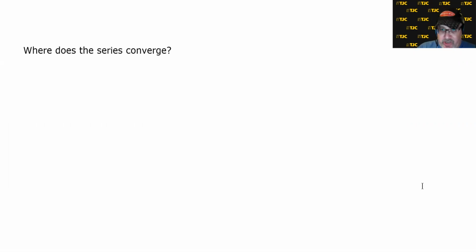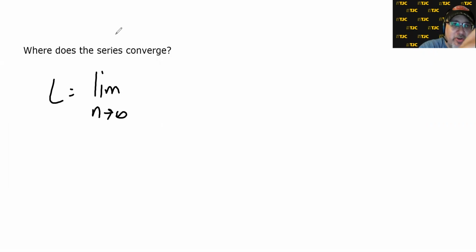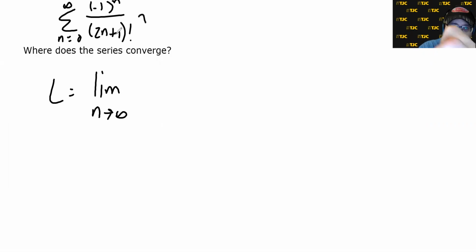We use the ratio test. So if we set up our limit for our ratio, L equals the limit as n approaches infinity. It might help if we actually see what our series is. So let's write it up here. Sum from n equals 0 to infinity of negative 1 to the nth power over (2n plus 1) factorial times x to the 2n plus 1.